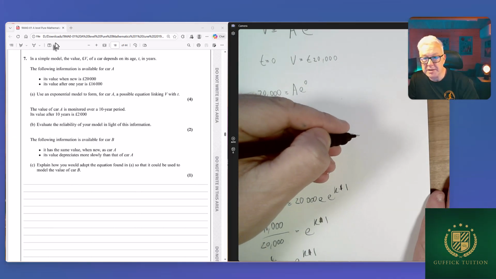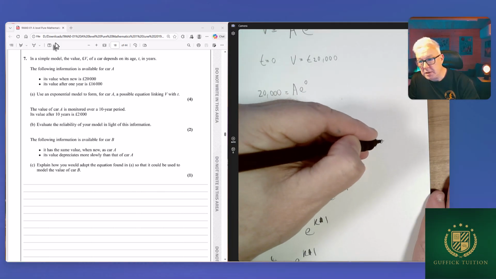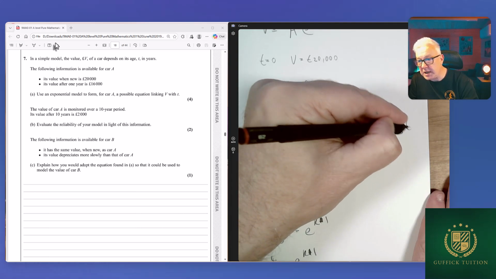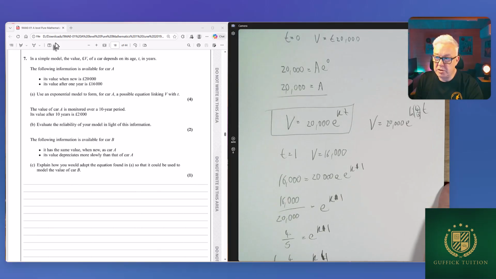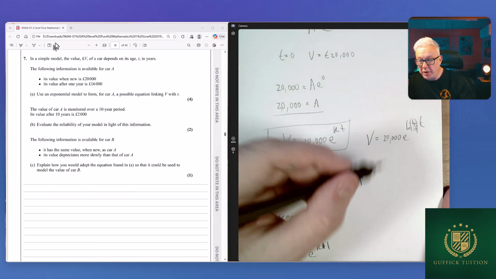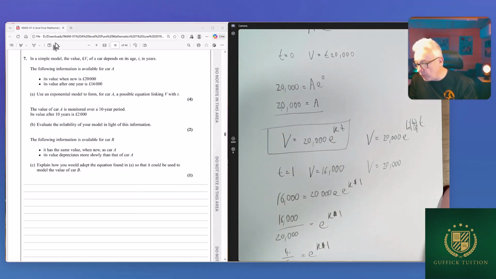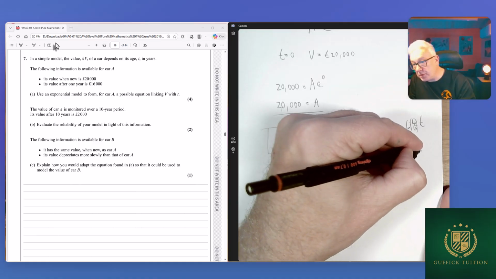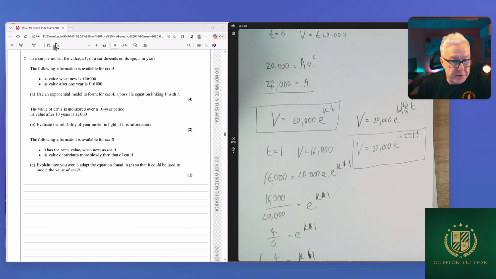So our full model is now that V is going to equal 20,000 times e to the ln of 4/5 t, and that's our model. We could leave that as an exact form, or we could change it into the decimal. If we work out what that decimal is, we're going to get that V is equal to 20,000 times e to the minus 0.2231t. There we go. So that's our model, so that's part A done.